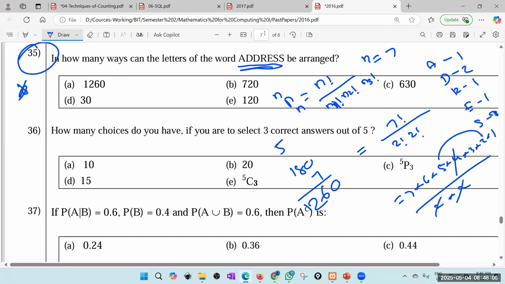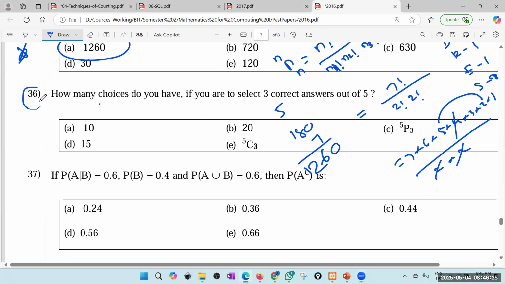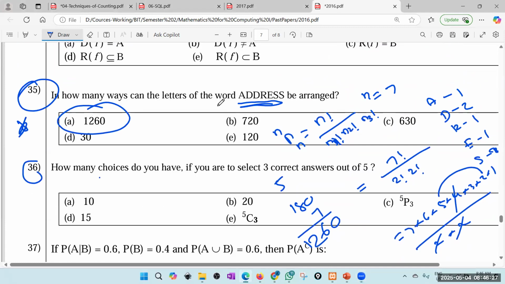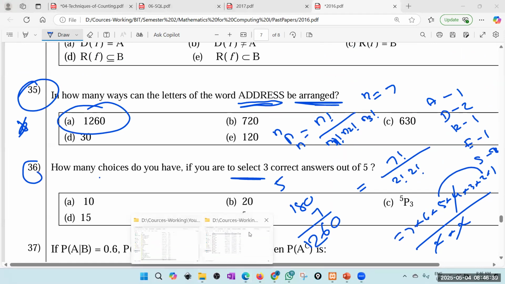So anyone got 1260? Yes, answer is A. Okay, right. So those are the type of questions, okay? Right, so this is a combination question because this says they arrange, but this says select. So select is combination, not permutation. So therefore you can't do that. Okay, right. So let's move on to our second part also.